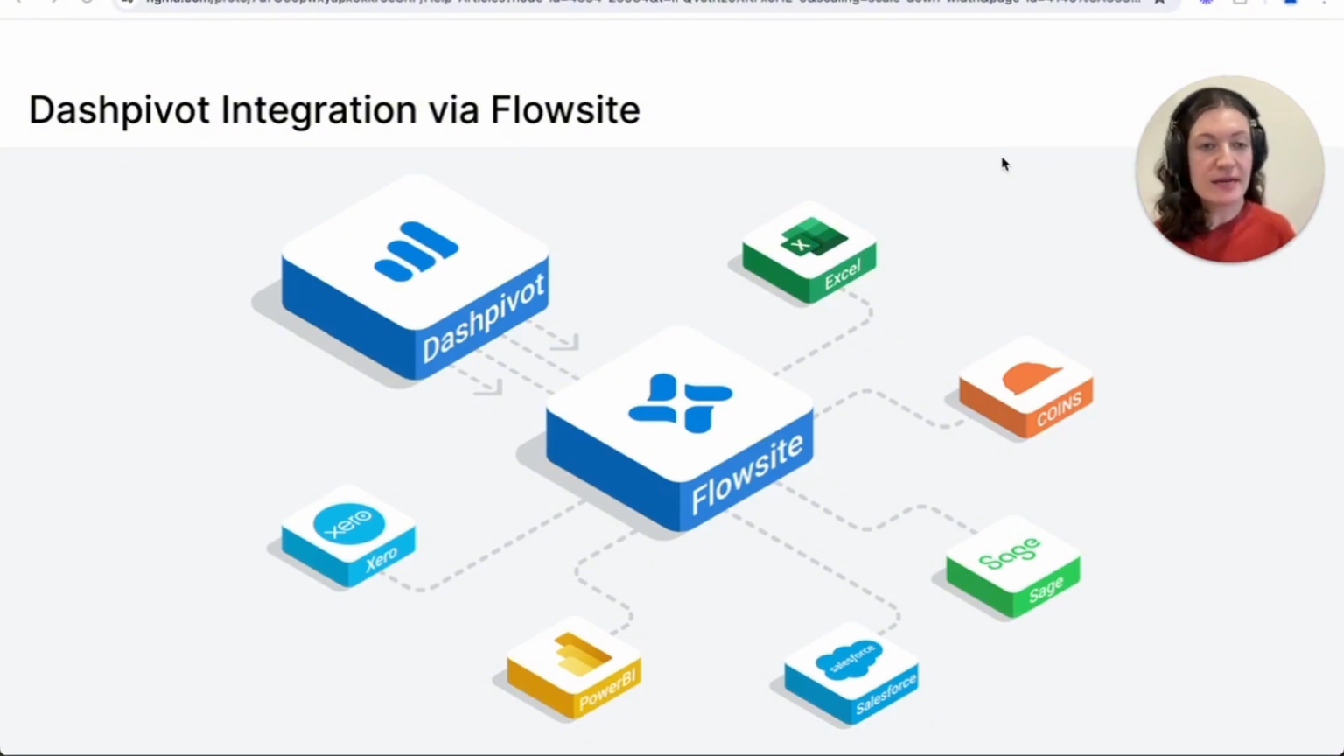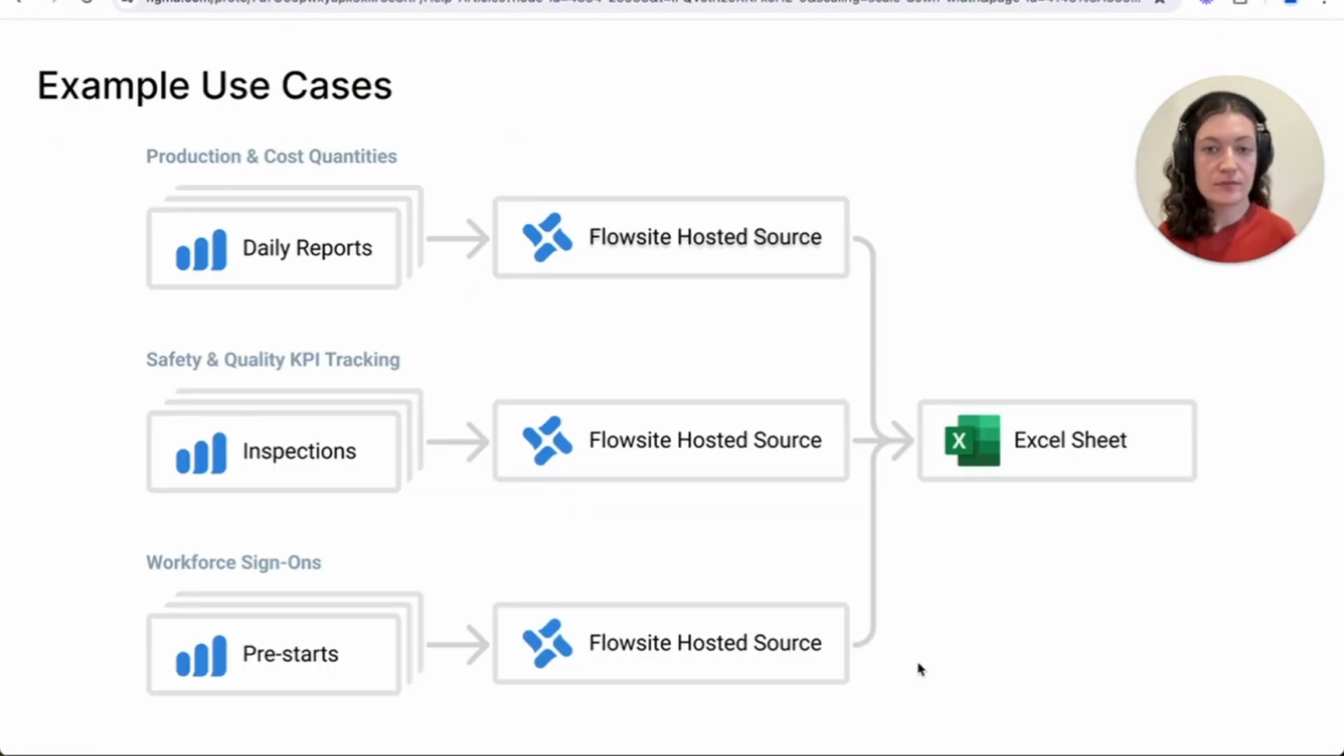Dashpivot can be used for many other use cases, and data can be synced to external tools such as Excel, Power BI, Xero, etc., using our integration product Flowsite. With this, you can seamlessly transfer your pre-start data from Dashpivot to your preferred data analytics or other tools. For example, some customers are using the integration to push their workforce sign-on data from the pre-starts on Dashpivot straight to Excel for advanced analytics, eliminating the manual data transfer step.